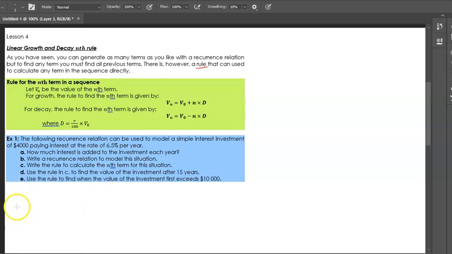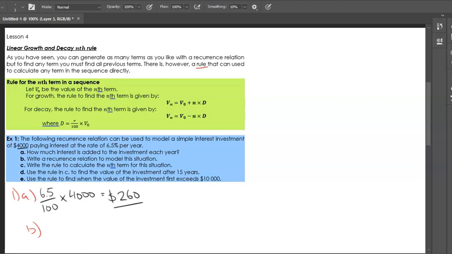Let's break this down. Let's first look at how much interest is added to the investment per year. Now we know that this is 6.5%, and all we do is 6.5 over 100 times the initial amount of the investment, which is 4,000. Hopefully by now this should easily come to your head when working out. The amount of interest is $260 simple interest that is added. Simple, very simple, no pun intended.